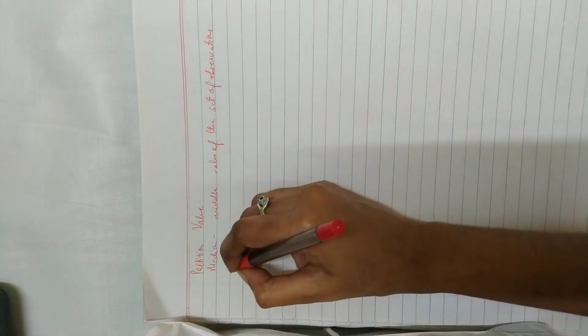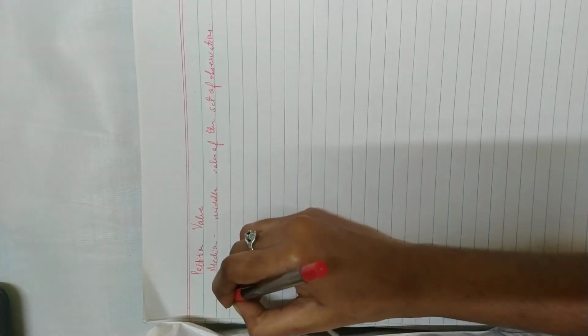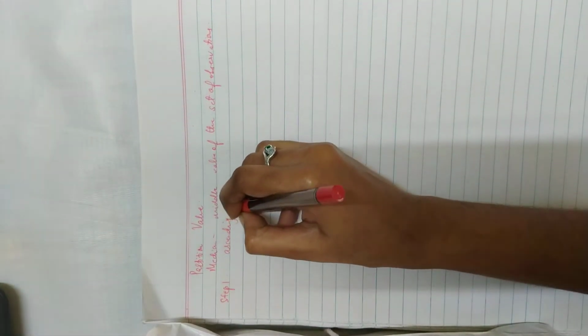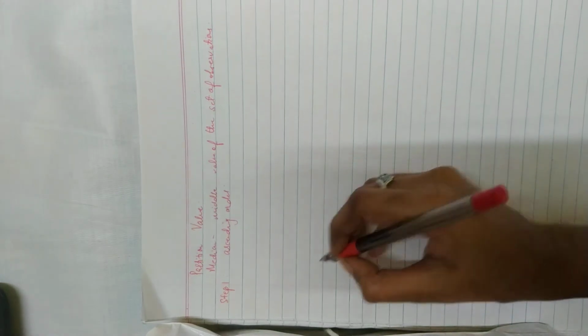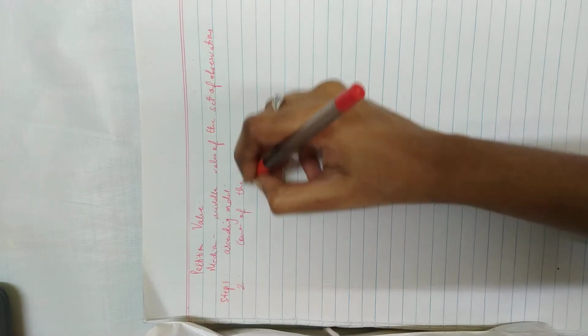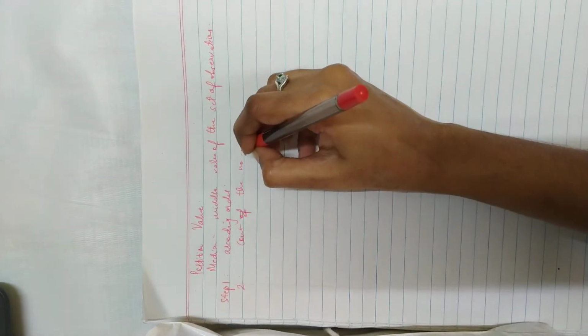I'll just give you an example first. Before that, just remember the steps. Step 1 is always, if you have discrete data or ungrouped data, you will always arrange the given values of observations in increasing order or ascending order. So arranging in ascending order is your step number 1. Then step number 2 is count the number of observations and denote it using n.